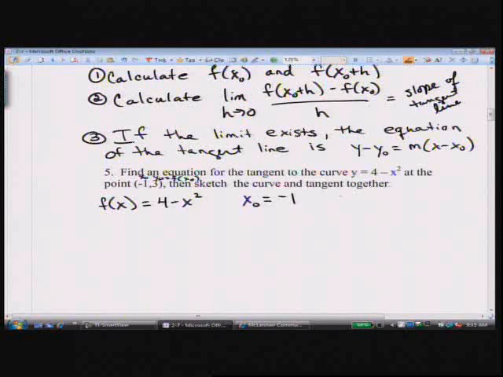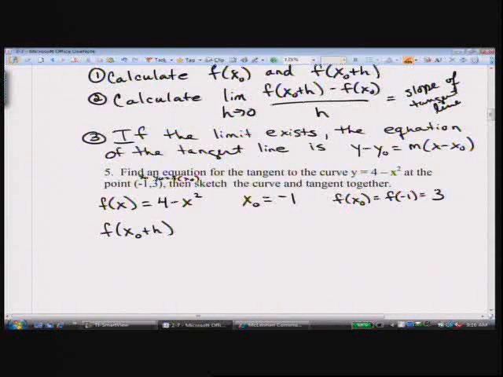Okay, and we see that f of x naught is f of negative 1, which was given to be 3, or you can stick negative 1 in there, and you see 4 minus negative 1 squared is in fact 3. All right, and so now you need to calculate f of x naught plus h. We know x naught is negative 1, so we're going to do f of negative 1 plus h. And so then we're going to do 4 minus negative 1 plus h quantity squared.